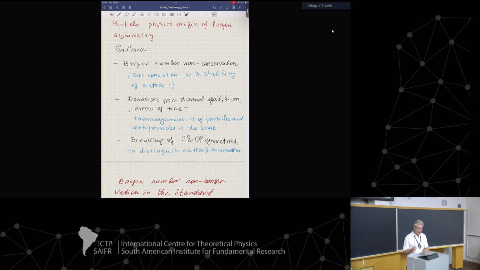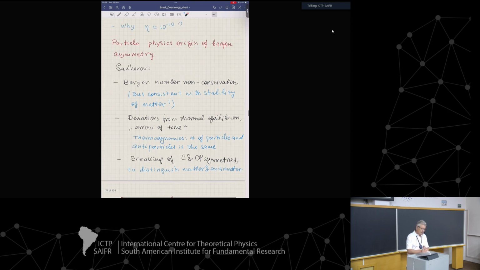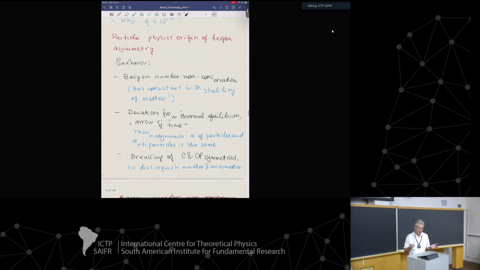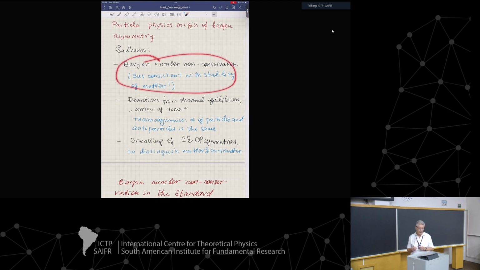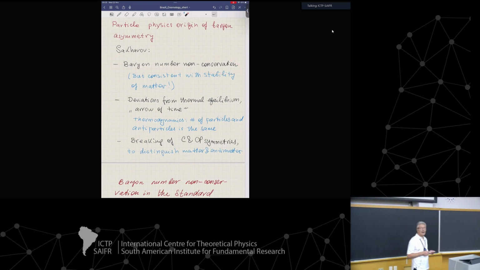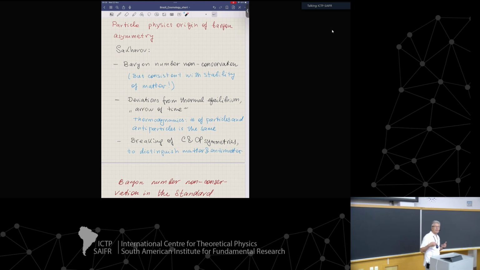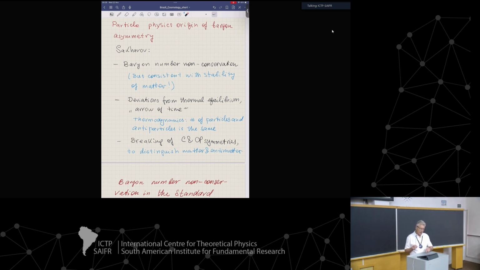The first proposal to understand why we have more baryons than antibaryons came from Sakharov back in '67, and he said that this comes because baryon number is not conserved, but it should be consistent with stability of matter. This was the most non-trivial assumption which he put forward at that time, because everybody believed that baryon number is conserved.